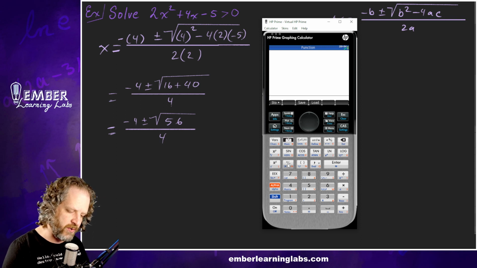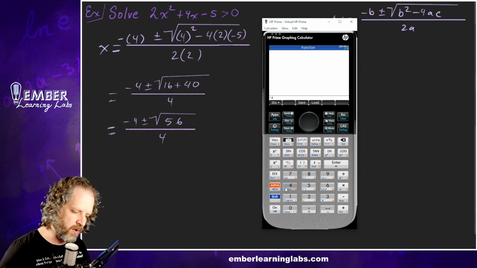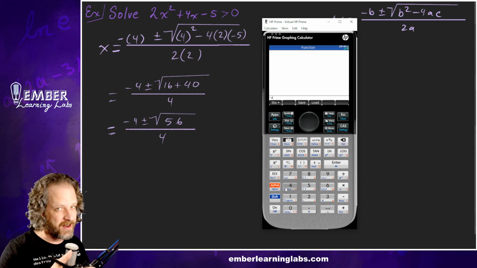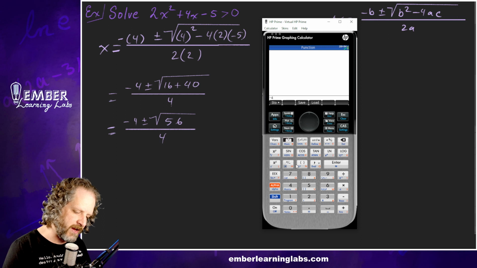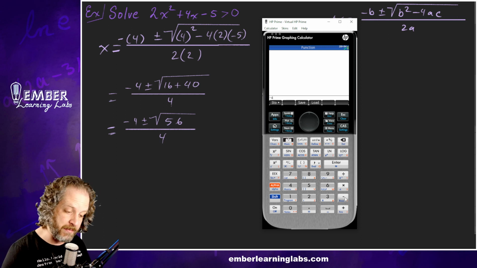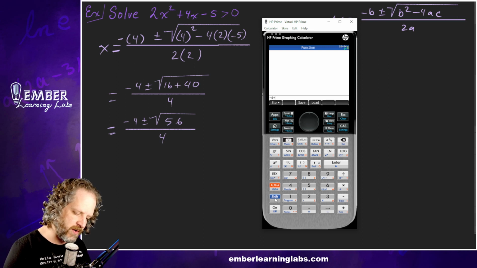So I would go -4. Remember that on your calculator, the negative button is different than the minus button. On this one that I'm using, my negative's here. Yours is probably somewhere else. And my minus, of course, is over there. So -4, I'm going to do the positive one first. So plus the square root. Square root on mine is shift here, 56. And I'm going to go ahead and hit enter.